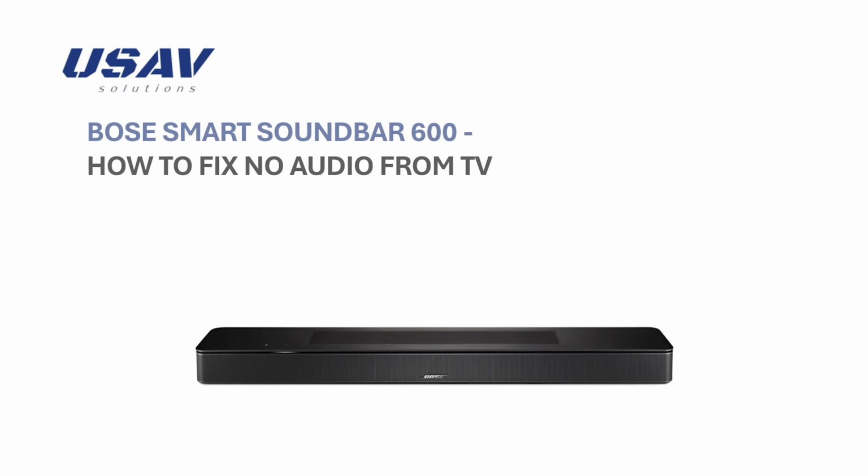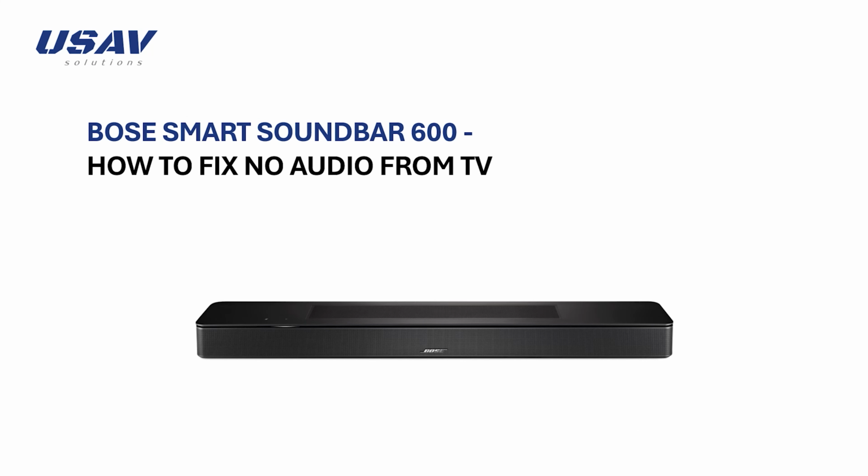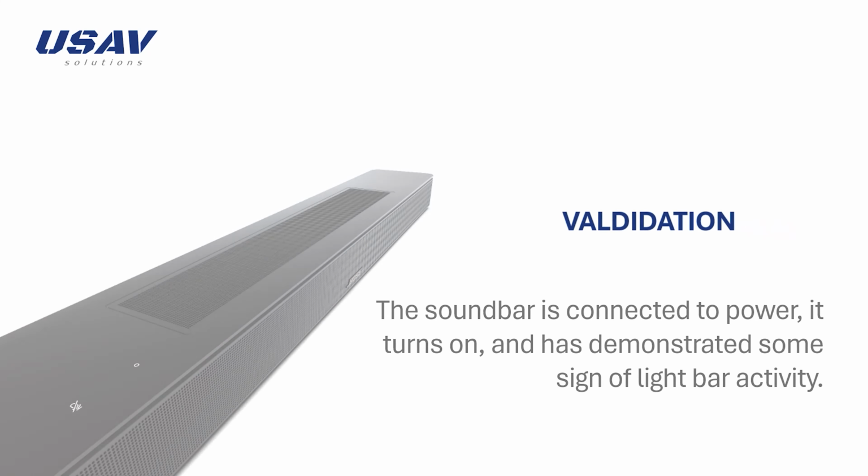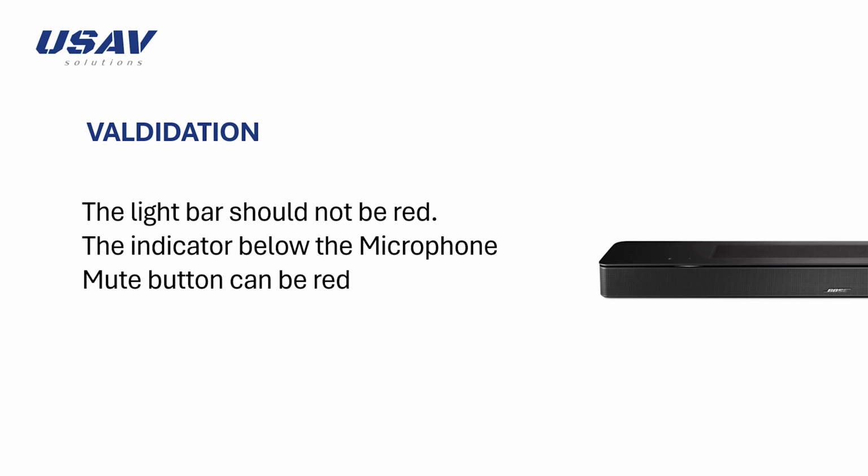If your product seems to be set up properly but does not produce sound from the TV connected to it, try the following to resolve the issue. The soundbar is connected to power, it turns on, and has demonstrated some sign of light bar activity. The light bar should not be red. The indicator below the microphone mute button can be red.